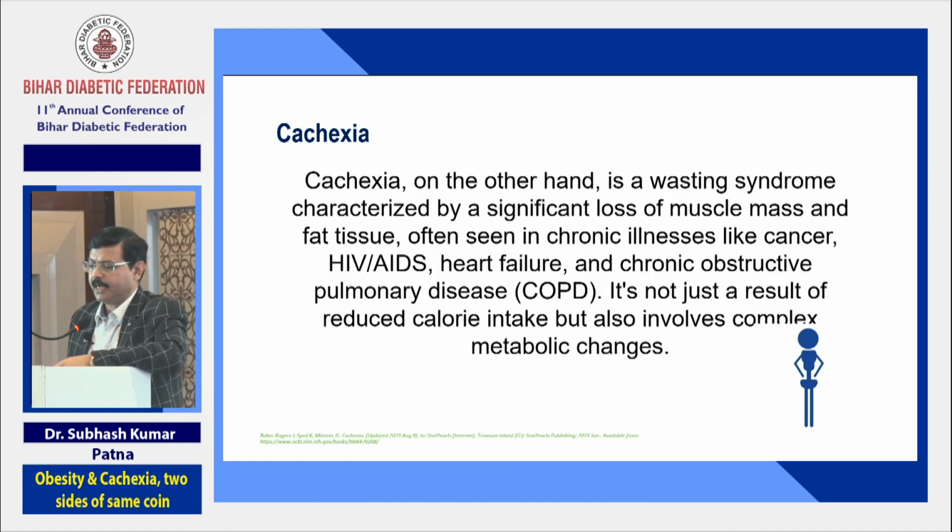Cachexia, on the other hand, is a wasting syndrome characterized by a significant loss of muscle mass and fat tissue, often seen in chronic disease: chronic infections, cancers, HIV, heart failure, COPD and so on. It results from a complex reduction in calorie intake via inflammatory markers like cytokines and so many other things, which I am going to discuss regarding the inflammatory markers.